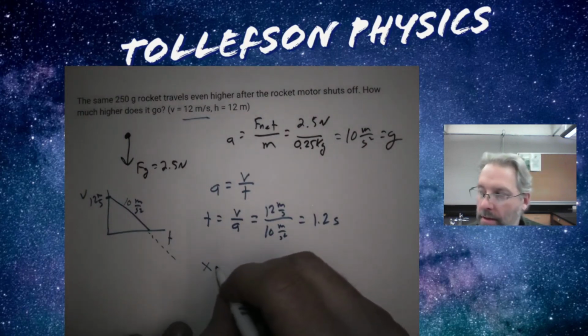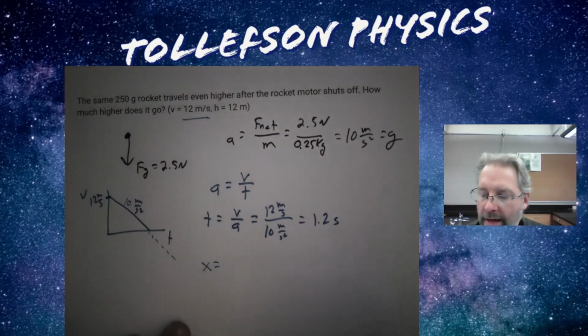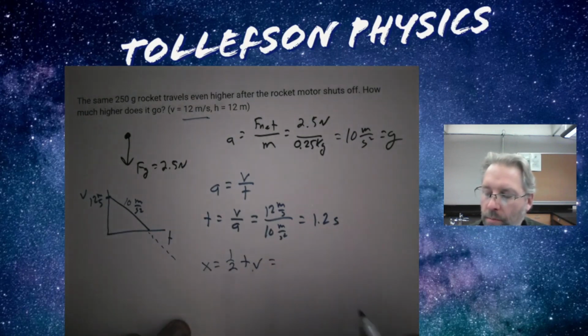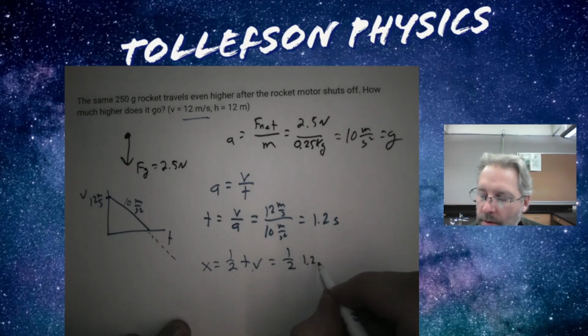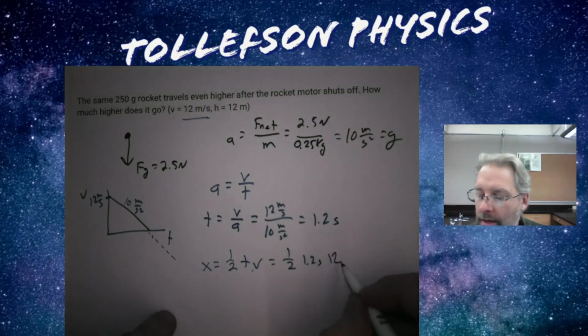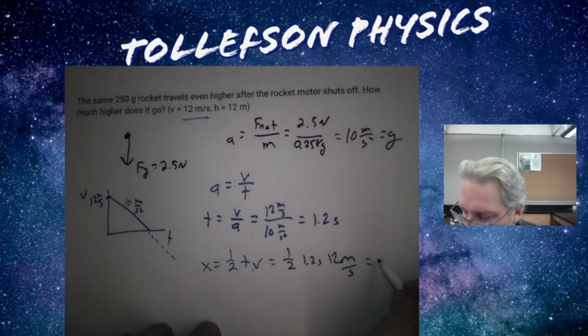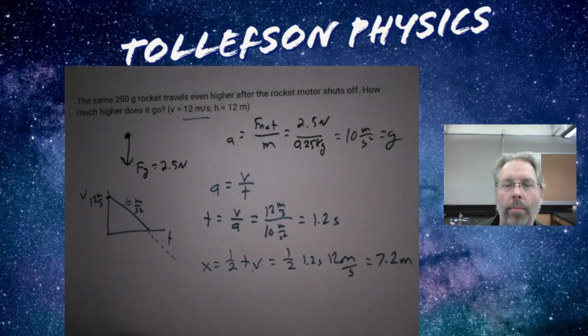Well, the distance is the area under the curve, and that's a triangle again. So 1/2 base times height. So let's put in what I know, 1/2. The base is 1.2 seconds. The height is 12 meters per second. All right, so then what we're going to do is take 12 times 1.2 divided by 2, and we get 7.2. So it travels another 7.2 meters as it's going upward.